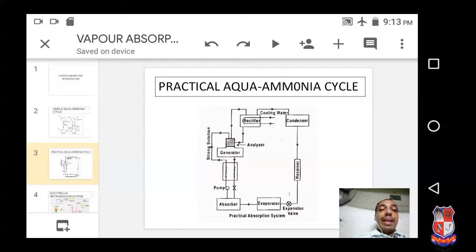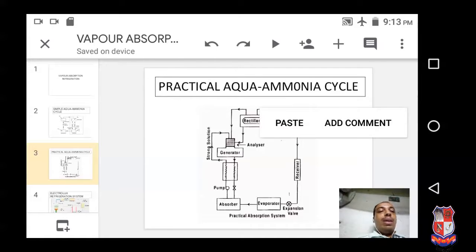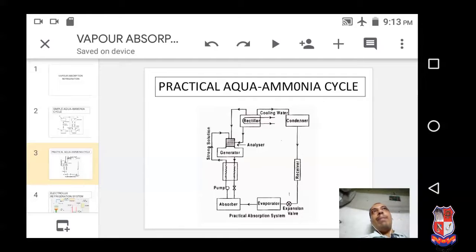Now first of all we are discussing why the analyzer and rectifier are used. First thing is that at the end of the generating process, we know that high pressure high temperature vapor ammonia is separated from the water in the generator. So sometimes around 2 to 5 percent of water vapor particles mix with the high pressure high temperature vapor ammonia, which enters the condenser. When it enters the condenser, it will be condensed.